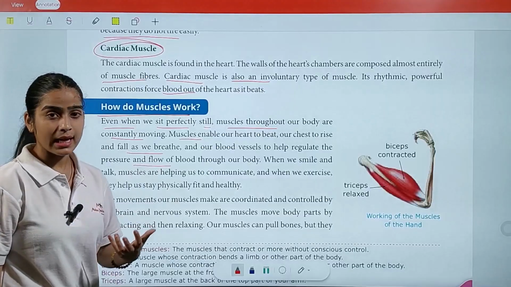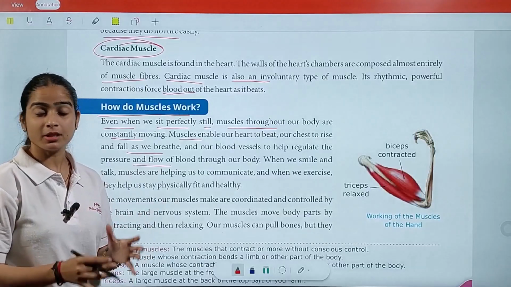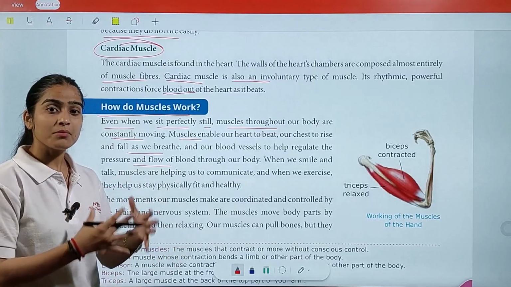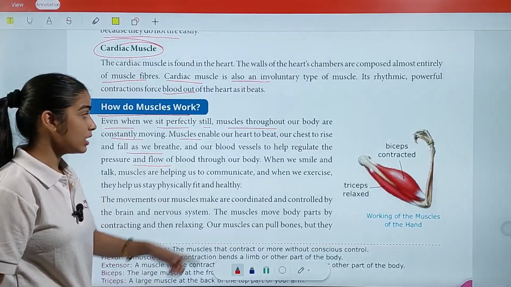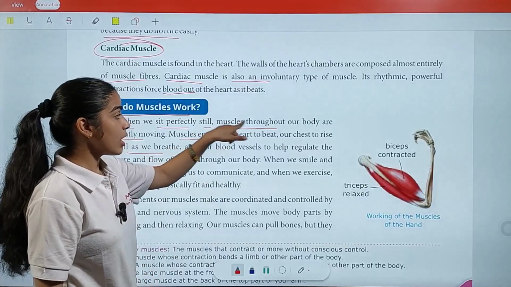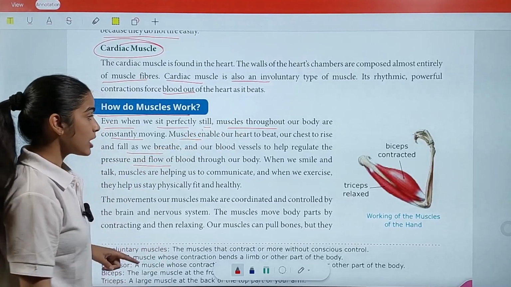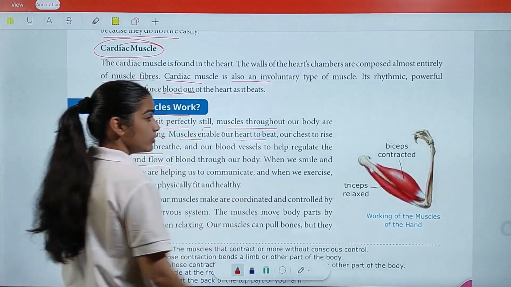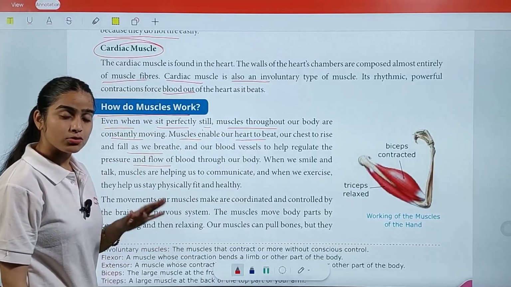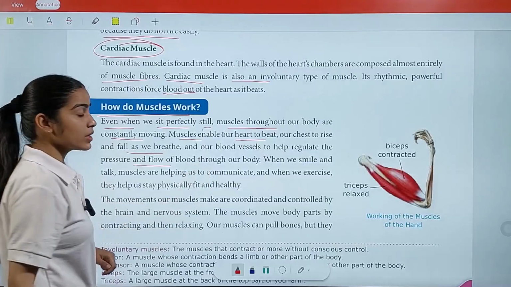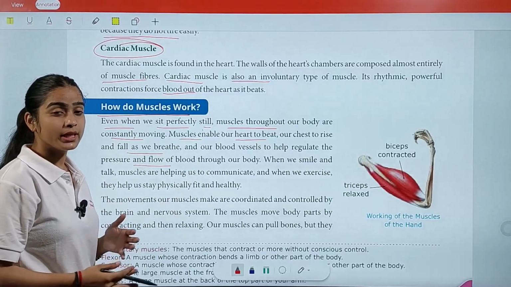So what we understand here is that when we sit calmly, it doesn't mean we are not functioning. Our muscles at that time are also in function. They still work perfectly throughout our body. Your heart beats, right? When you breathe in and breathe out, your chest rises or falls, and our blood vessels are also at that time regulating our blood pressure.